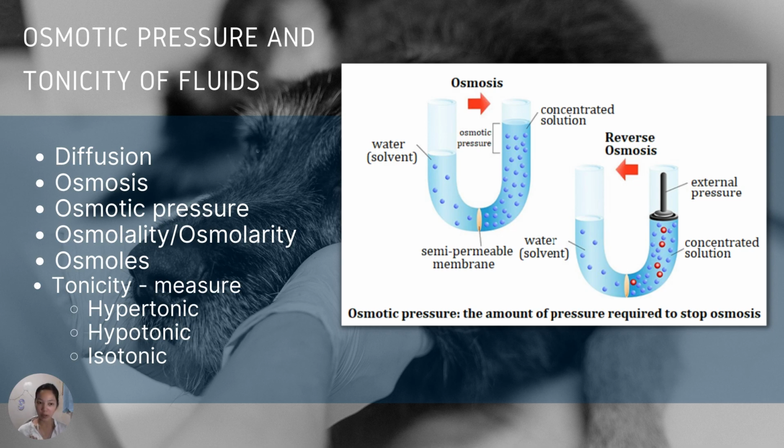So what do we mean by osmolality? Osmolality is the determination of osmotic pressure of a solution on the basis of the relative number of particles per kilogram, while osmolarity refers to the number of particles per liter of solvent rather than per kilogram of solvent. Here we have osmoles. An osmole is a compound that contributes to the osmotic pressure of a chemical solution.